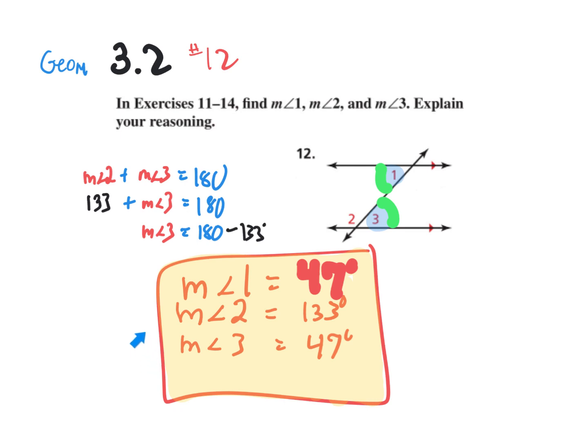I hope this discussion has helped with your understanding of problem number 12 and these ideas about parallel lines cut by a transversal.